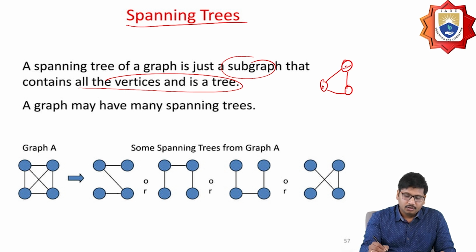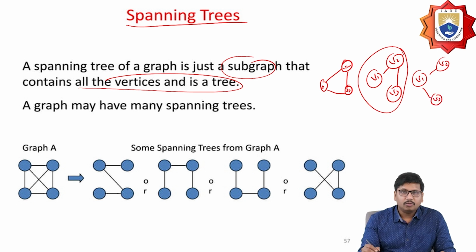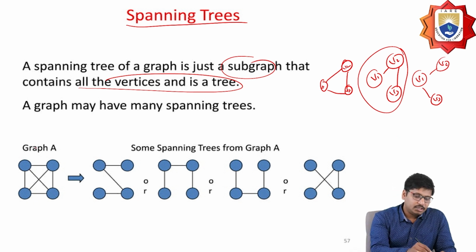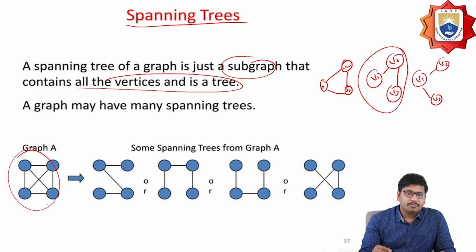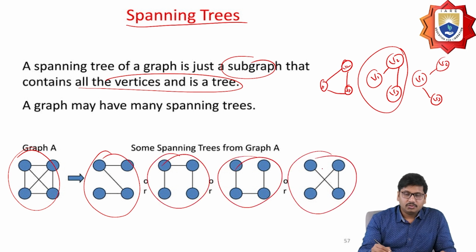So the spanning tree of the graph is nothing but a subgraph which is going to be obtained, like v1, v2, and v3. This is one possible subgraph. With v1, v2, v3, this is another possible subgraph. So all the possible combinations should be considered as spanning trees of the given graph. For example, this is the given graph. From this given graph, I'm going to construct the different possible combinations of spanning trees here. So these are the different possible combinations of spanning trees.